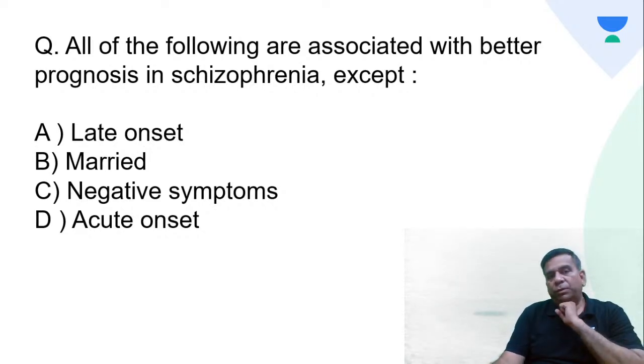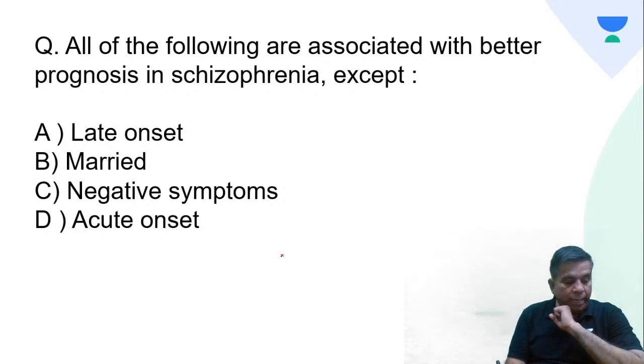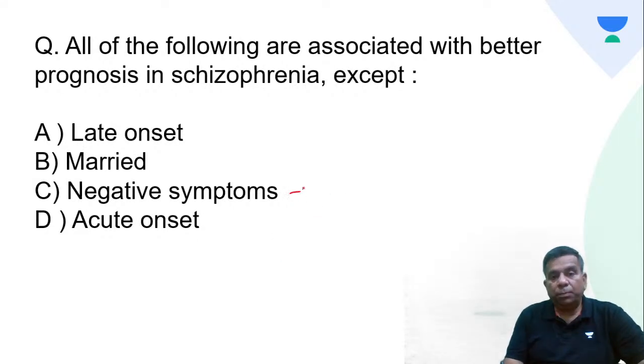All of the following are associated with a better prognosis except: late onset, somebody married, acute onset. Negative symptom is a poor prognosis.